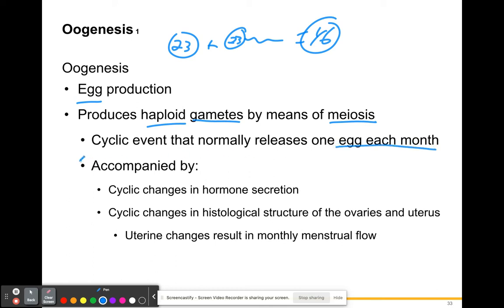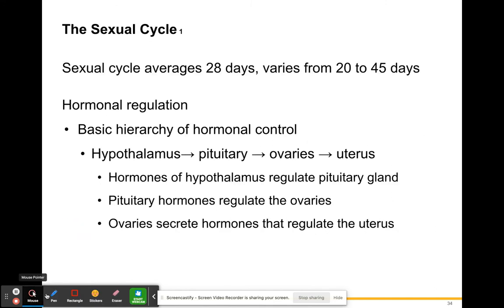That reproductive cycle is accompanied by changes in hormone secretion. When this occurs, hormone production will change. Histological structures of the ovaries and uterus will change, and uterine changes result in a monthly menstrual flow. So these changes will bring about what we call the menstrual cycle. The sexual cycle averages to around 28 days. Again, most females on average have about a 28 day menstrual cycle or sexual cycle. And it could vary. It could be shorter, around 20, or it could be longer, maybe 45 days, but on average, it's somewhere between there.